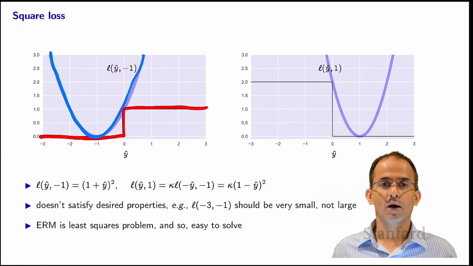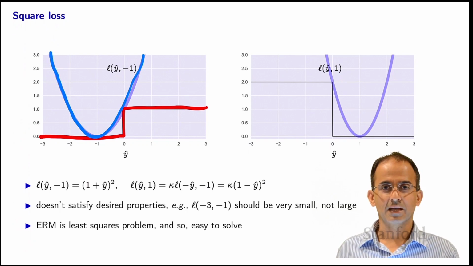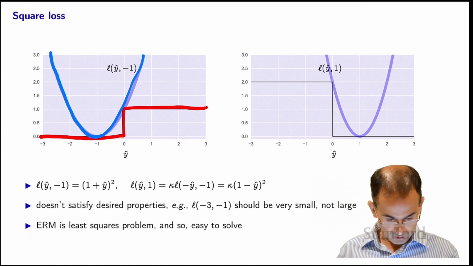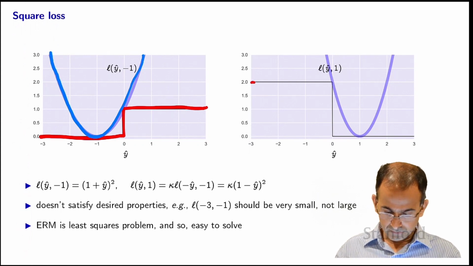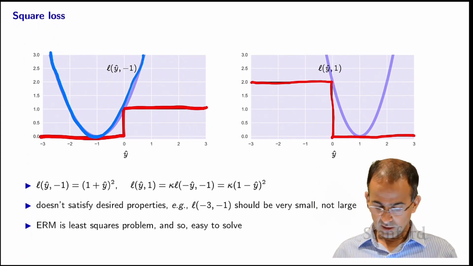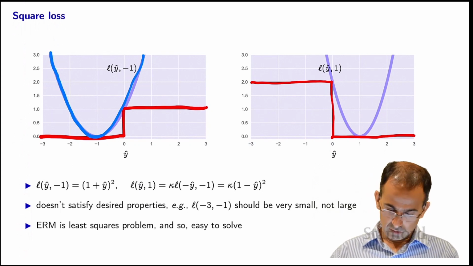That's for the case when y is minus 1. Here I've scaled on the right hand side everything by kappa. So here kappa is 2. And so I've got an ideal loss function which is 2 when y hat is negative, and 0 when y hat is positive. And I've got the square loss function here.